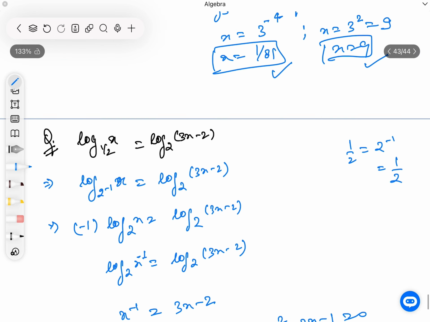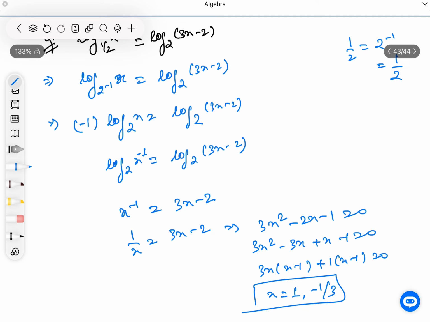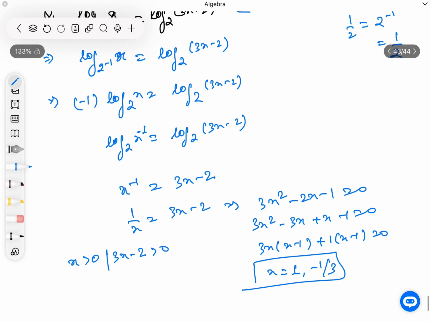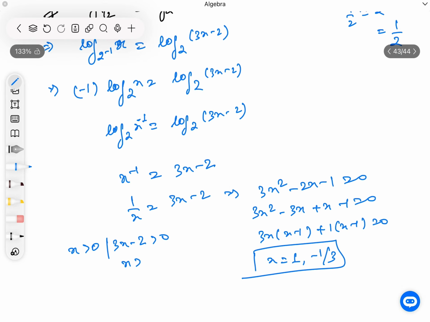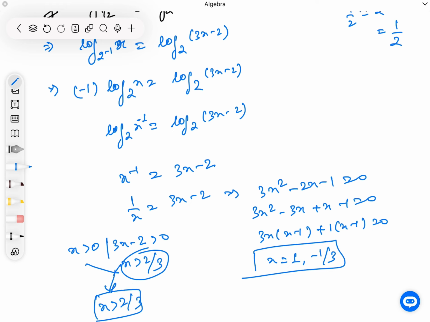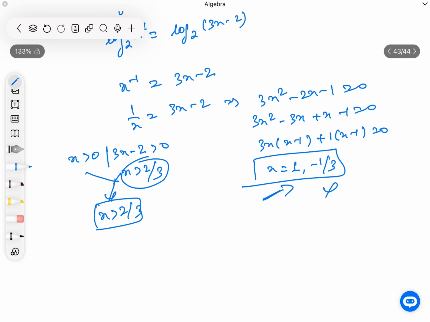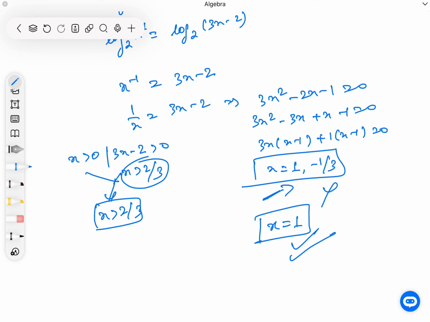Cool. Now the conditions: x has to be greater than 0 and 3x − 2 has to be greater than 0, from this equation I'm taking. So this would be x > 2/3. From both of these we can conclude that x has to be greater than 2/3. If you compare here, only one value is satisfied. −1/3 is not greater than 2/3. So x is 1. You have the final result with you.